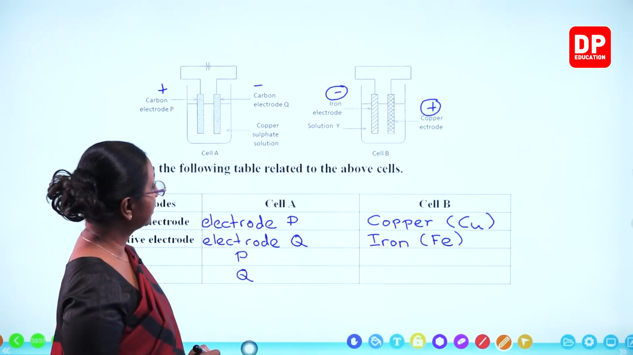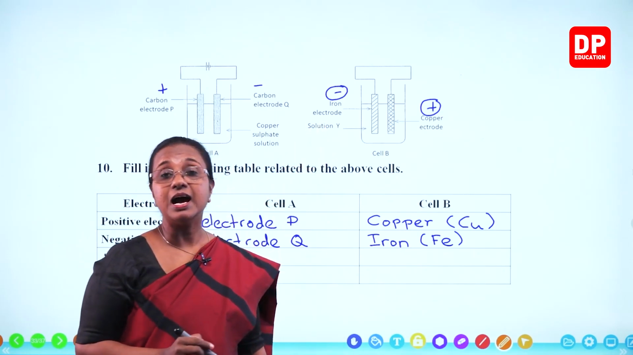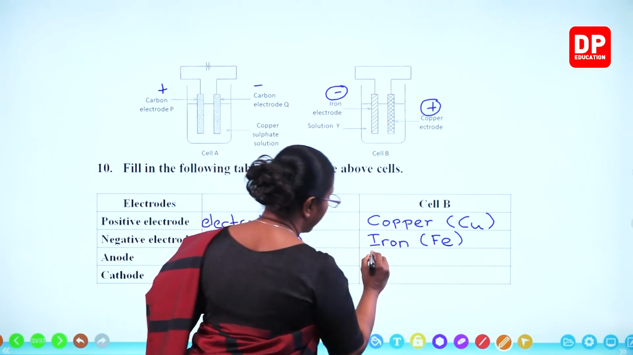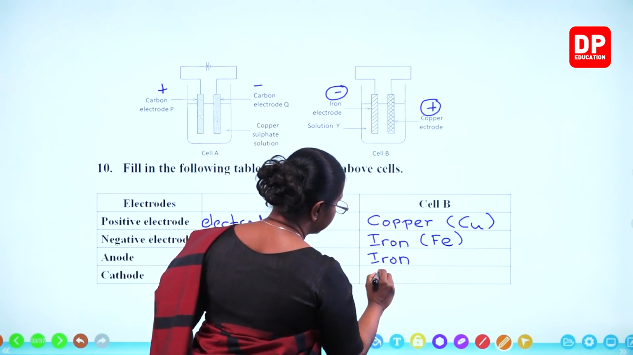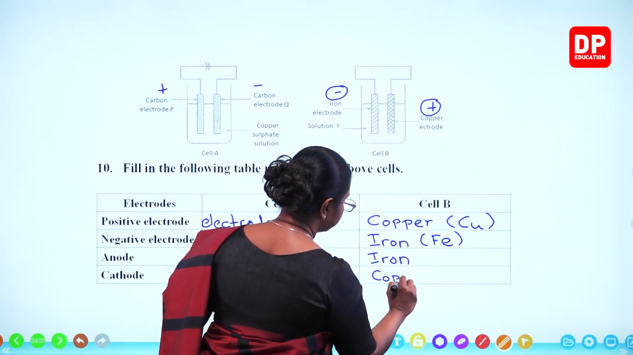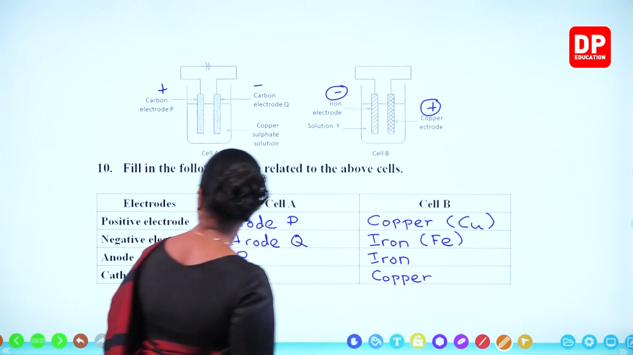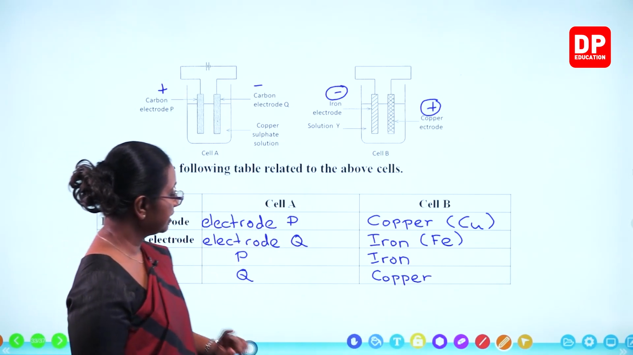Then anode and cathode. Iron undergoes oxidation. So iron is the anode, and copper is the cathode. So anode is iron, copper is cathode.